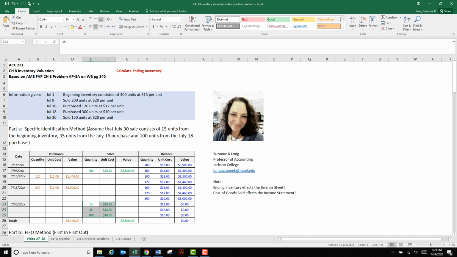Okay, yeah, that's better. 15 plus 35 is 50 plus 100, so that's the 150 right here. How many were sold? They're specifically identifying and telling us which ones were sold. So now to fill in here, this is what's left. This is the balance column. How many of the $13 ones are left? I had 100, subtract 15, so I got 85 of those left. And here I started with 120, subtract 35, so I got 85 of those left. And here I had 300, and subtract 100, I sold those, so I got 200 left.